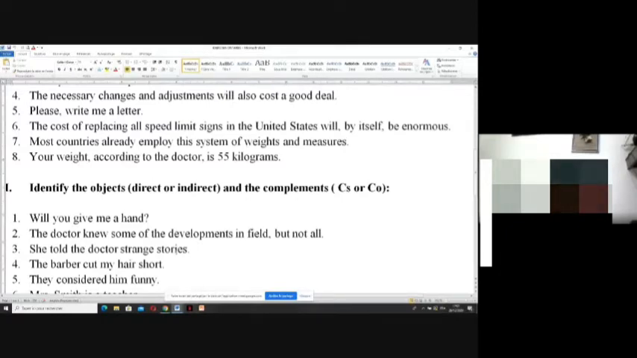This is the aim of this exercise, because if you know the direct objects and the indirect objects and the complements, whether they are subject or object complements, automatically you'll find no problem in identifying the verb as being transitive or intransitive, or mono, di, or complex transitive. Next, number 2.